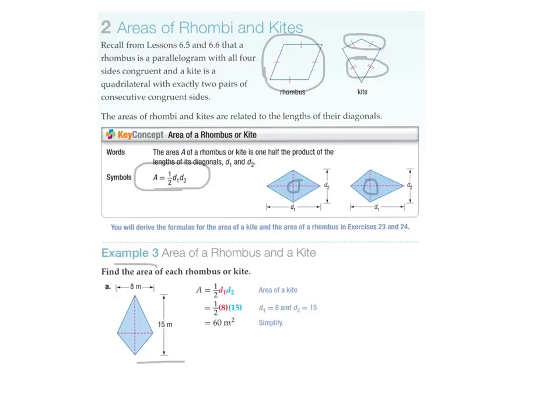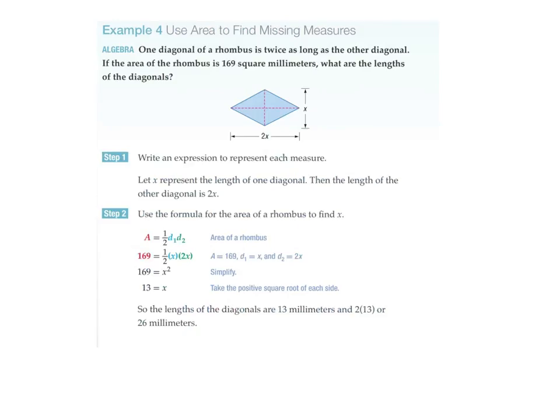You are told that the 2 diagonals are 8 and 15. Just plug it into your calculator, and again make sure you get it to the degree of accuracy that it requests. Alright, so in example 4 we're finding missing measures and the size of the missing sides.